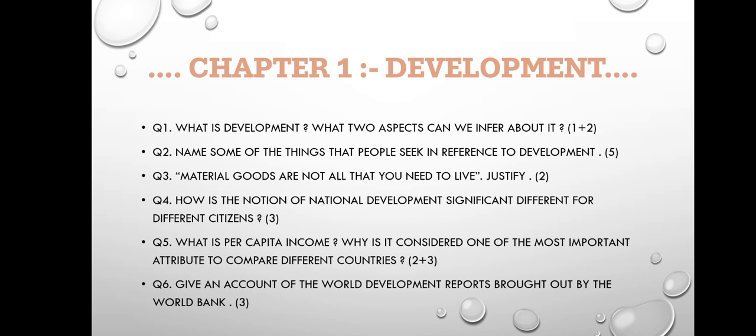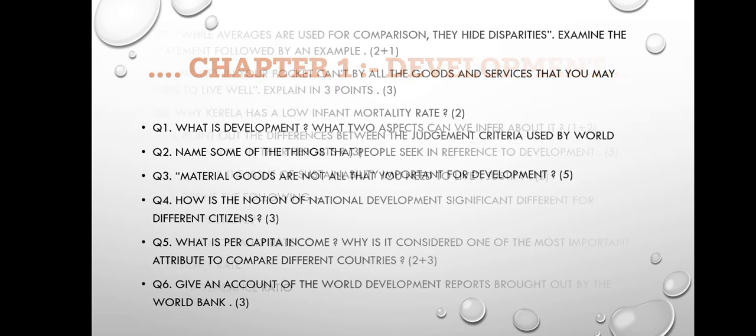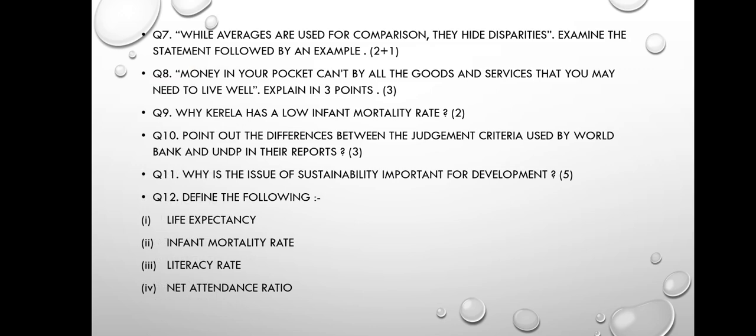3 marks. What is per capita income? Why is it considered one of the most important attributes to compare different countries? 2 plus 3, that is 5 marks. Give an account of the World Development Reports brought out by the World Bank. 3 marks. While averages are used for comparison, they hide disparities. Examine the statement followed by an example. 2 plus 1, that is 3 marks.